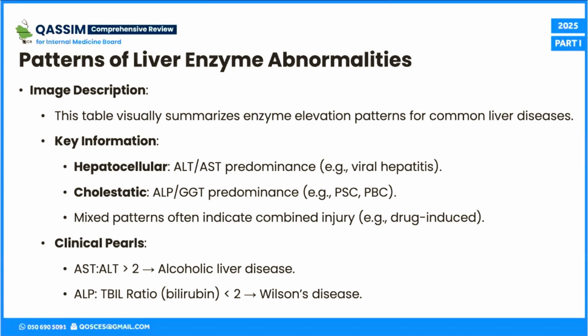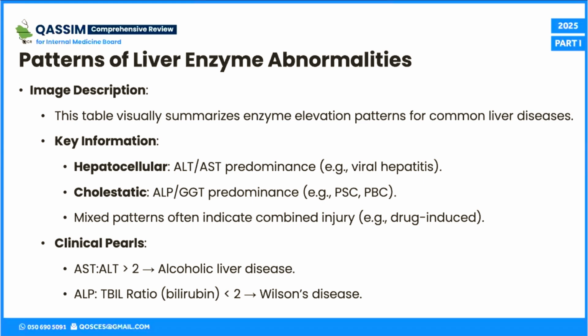The things to note, if you see an elevation of AST more than ALT, you think about alcoholic liver disease. AST more than ALT, you think about liver cirrhosis as well.